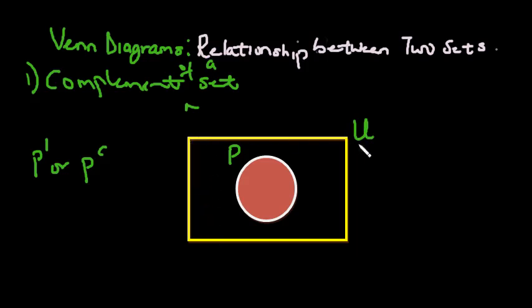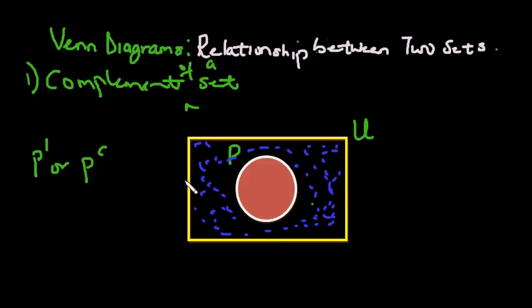Now this is a Venn diagram. The universal set is this rectangle. This is the set P. Everything in P is enclosed by this circle. That means everything present in this universal set but not in P is this area that I'm trying to shade, to dot with the color blue. So everything outside of P but inside of this rectangle is your P complement.